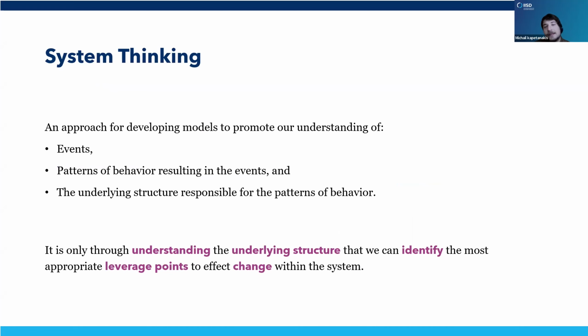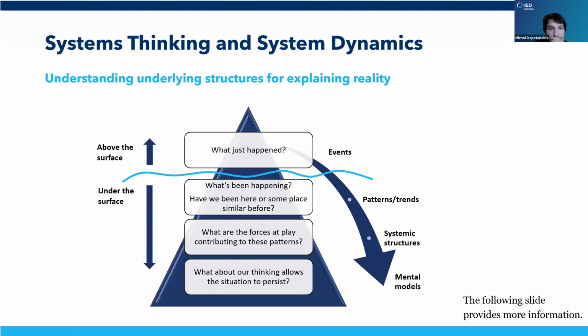Now, under systems thinking, an approach for developing models to promote our understanding starts with events, and the underlying patterns under events are the patterns of behavior resulting in these events. And even broader than this are the underlying structure responsible for these patterns of behavior. So I'll provide an example in the next slide, but systems thinking basically states that it is only through understanding the underlying structure that we can identify the most appropriate leverage points within the system to affect change. Here you can see how it works. So first we have the events, what's just happened.